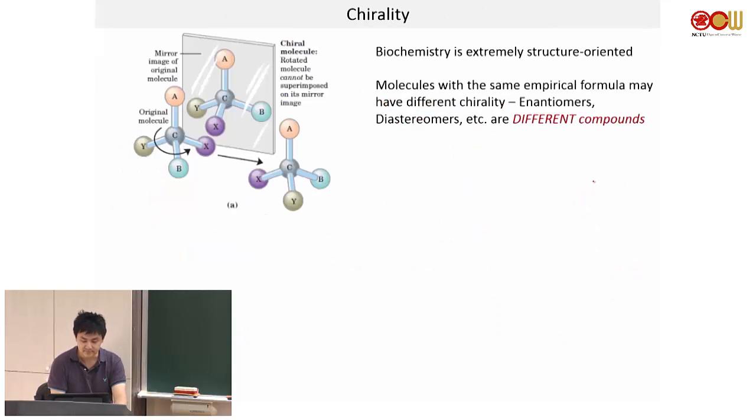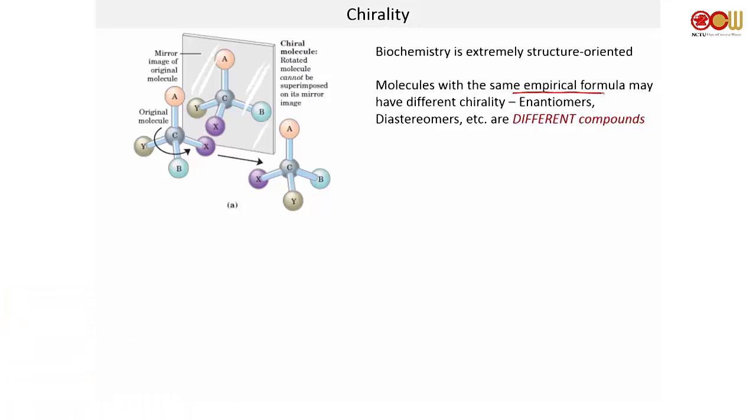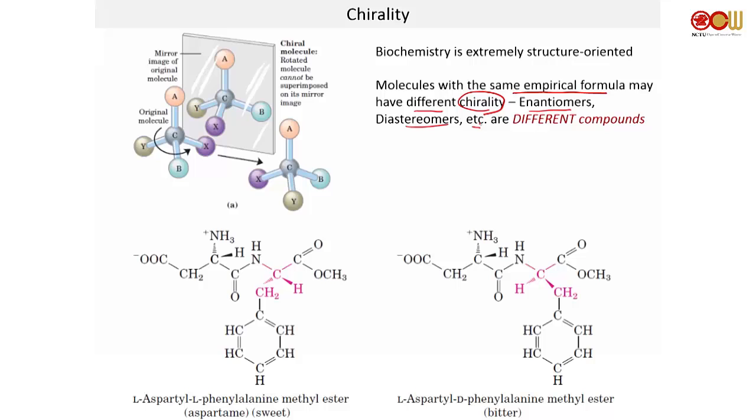All right. Chirality, a very brief review on chirality. Again, biochemistry is extremely structure-oriented. Structure means everything in biochemistry. Molecules with the same empirical formula may have different chirality. That is, they can be enantiomers, diastereomers, etc. If they are different chiral compounds, they are different compounds. For our purpose, chirality makes them different things.